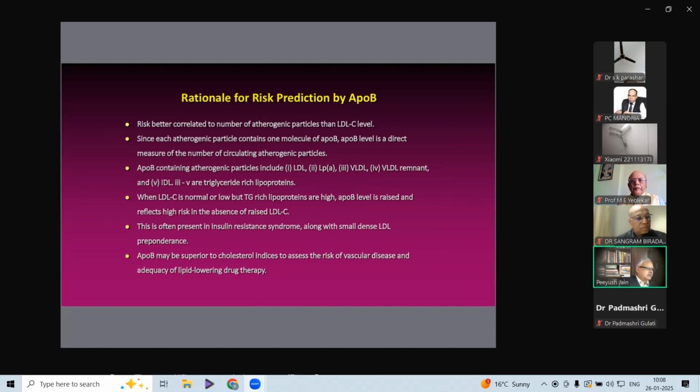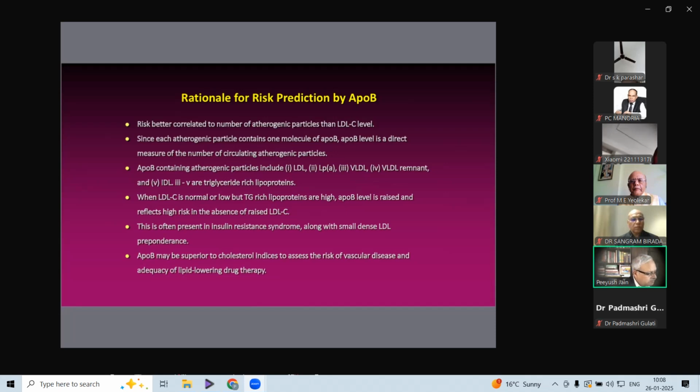LDL-C is a reflection of ApoB, and it's a surrogate marker, but that is not the whole story. Each atherogenic particle contains one molecule of ApoB, and therefore ApoB is a direct measure of the number of circulating atherogenic particles. So you may ask me, what are the lipid particles which contain ApoB? These are not only LDL-C, but also LPA, VLDL, the remnant particles, and then of course intermediate density lipoprotein.